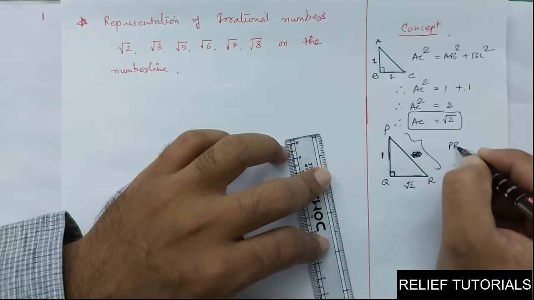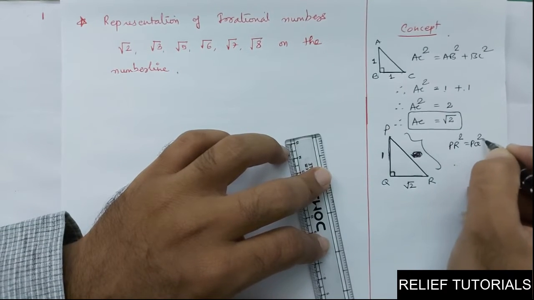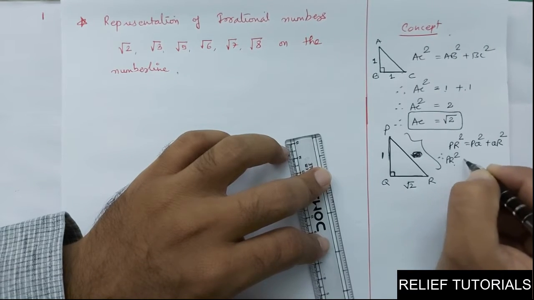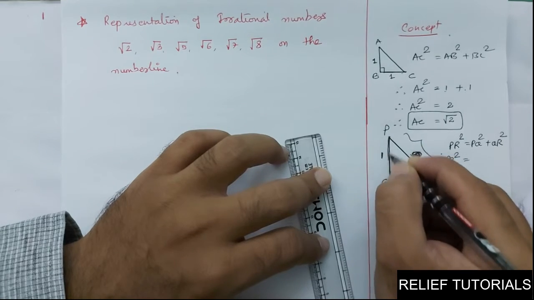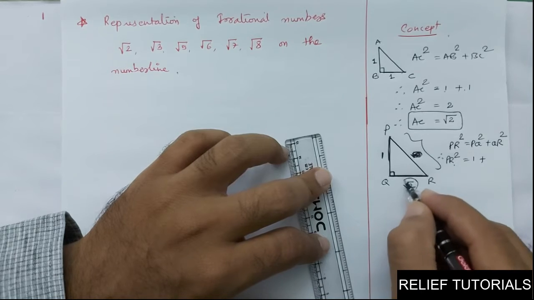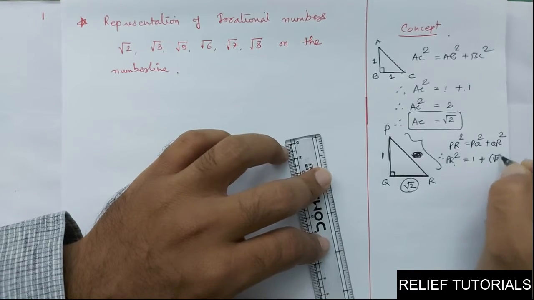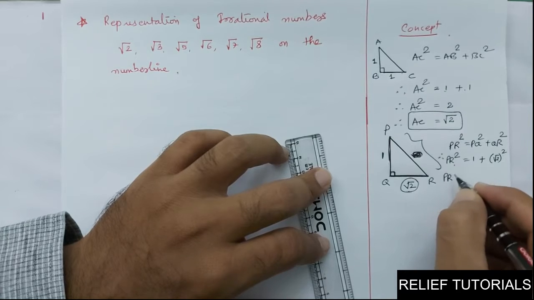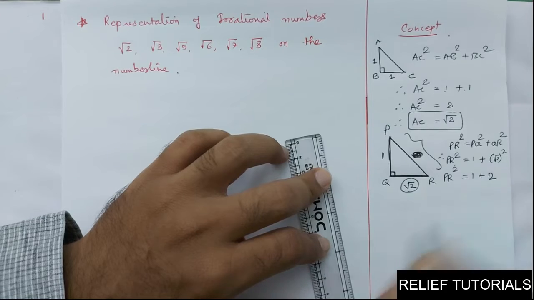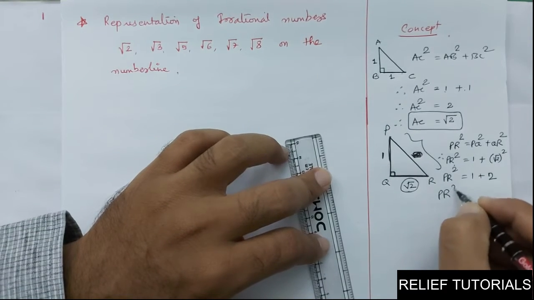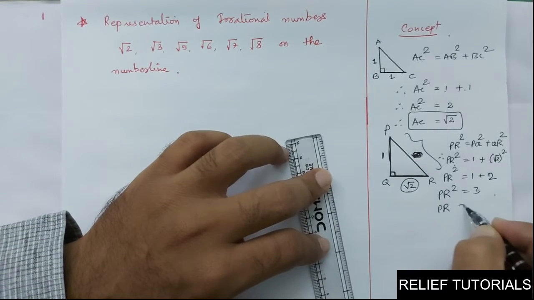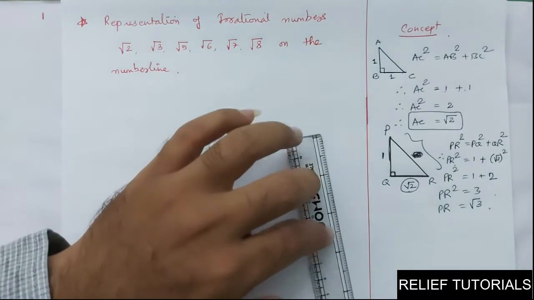According to Pythagoras theorem again, PR square is equal to PQ square plus QR square. PQ square is 1 square, which is 1, plus QR square is root 2 square, and root 2 square is 2. So PR square is 1 plus 2, that is 3. So what should be PR? PR should be root 3.